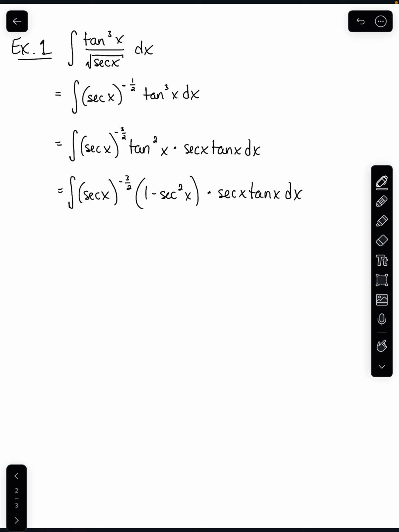And now, the secant of x to the negative 3/2 can simply be distributed. We would now have secant of x to the negative 3/2 times 1, which is just secant of x to the negative 3/2, minus secant of x to the negative 3/2 times secant squared of x.